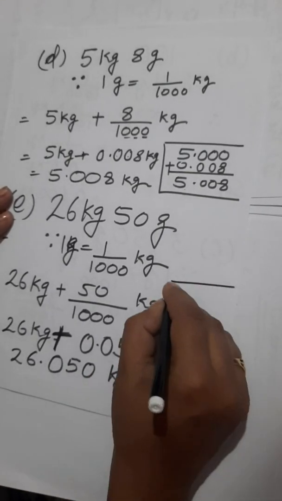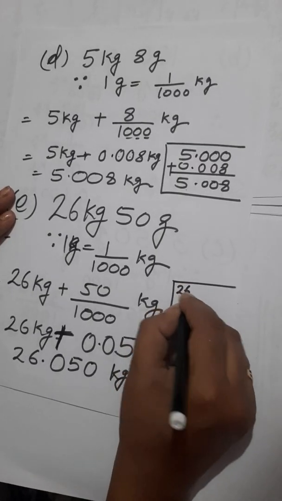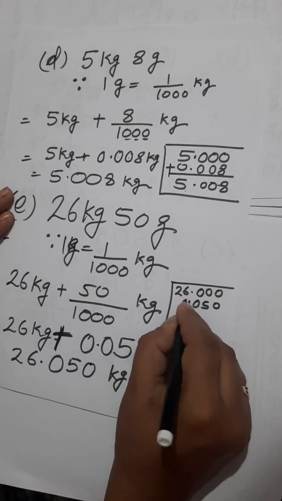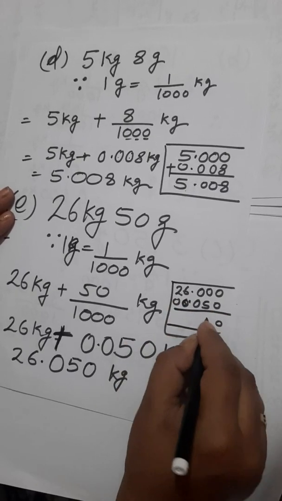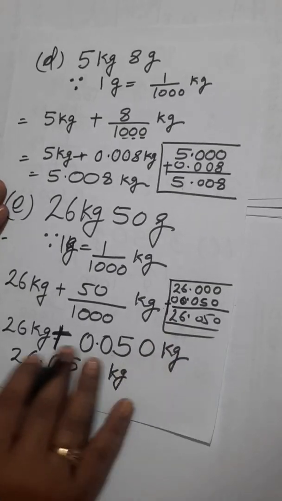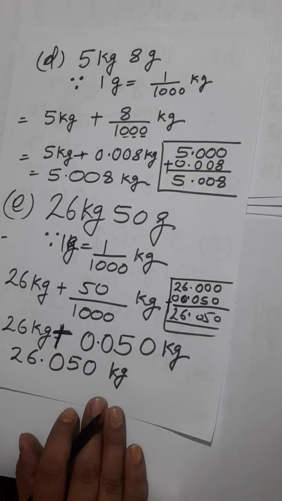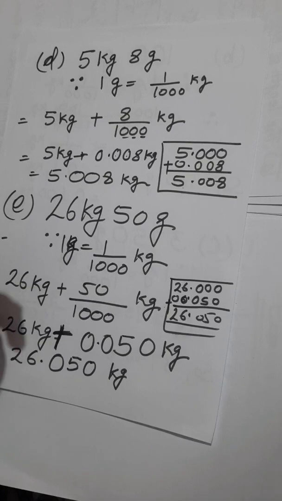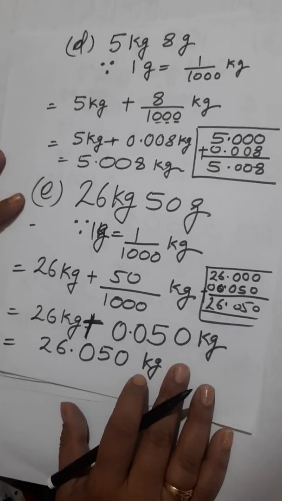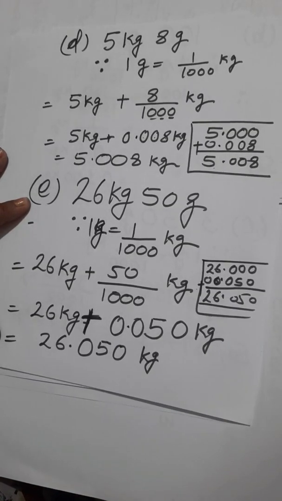kilogram. You can also show the addition over here like this, 26.000 plus 0.050, which gives 26.050. So this is all about our exercise 8.4, which is simply based on metric conversions, and this metric conversion we also practiced. So this is all about exercise 8.4.